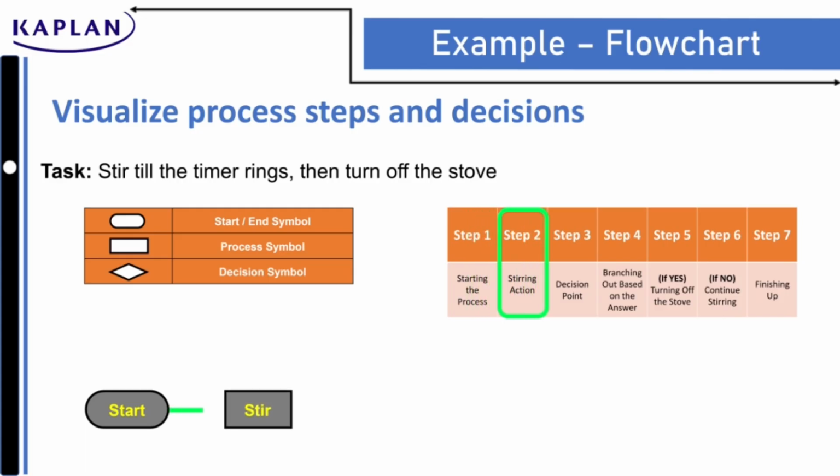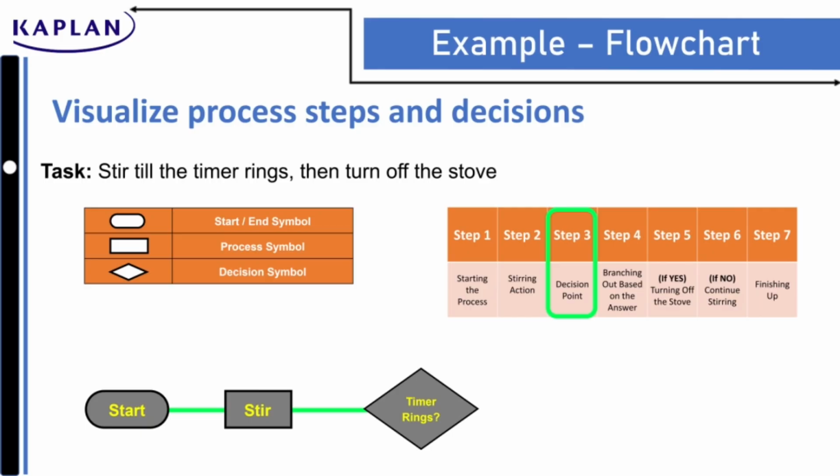Step 2. The stirring action. Next comes the action itself. We'll use a process symbol to represent the act of stirring. Write stir within the symbol to describe this step. Don't forget to connect the start and process symbol with an arrow, indicating the flow of the process. You start by stirring.